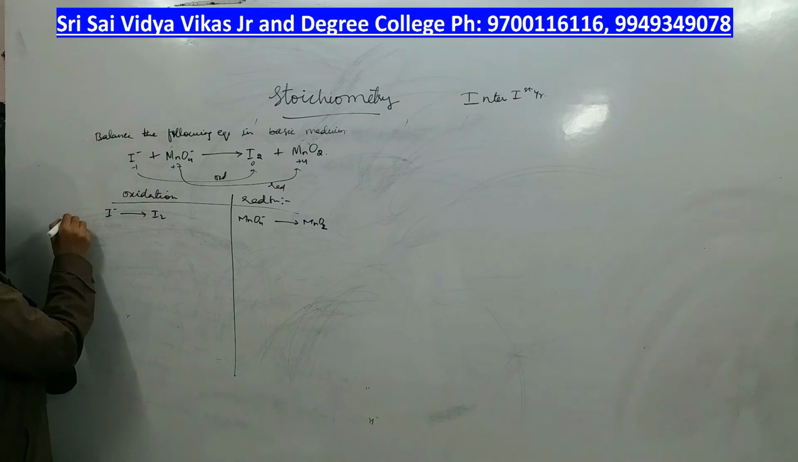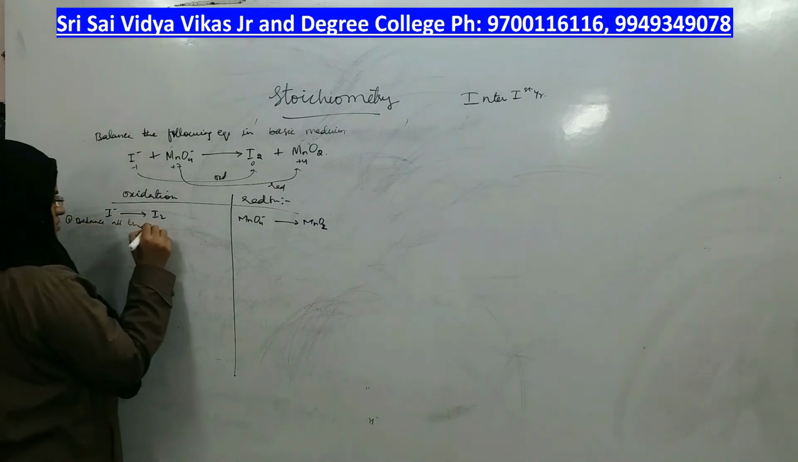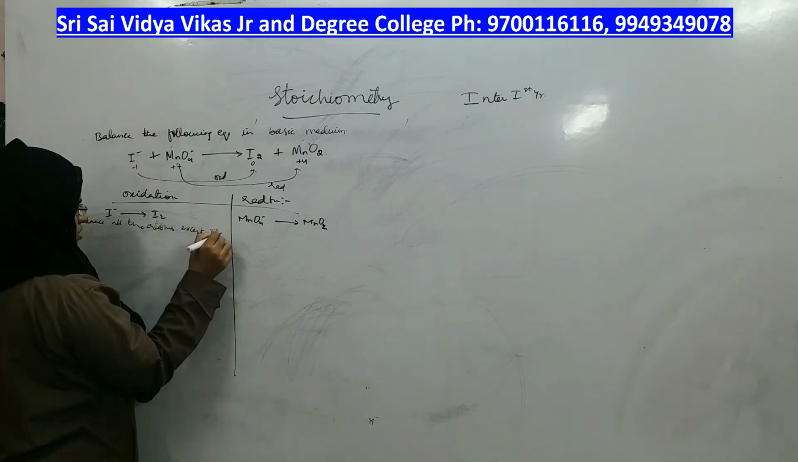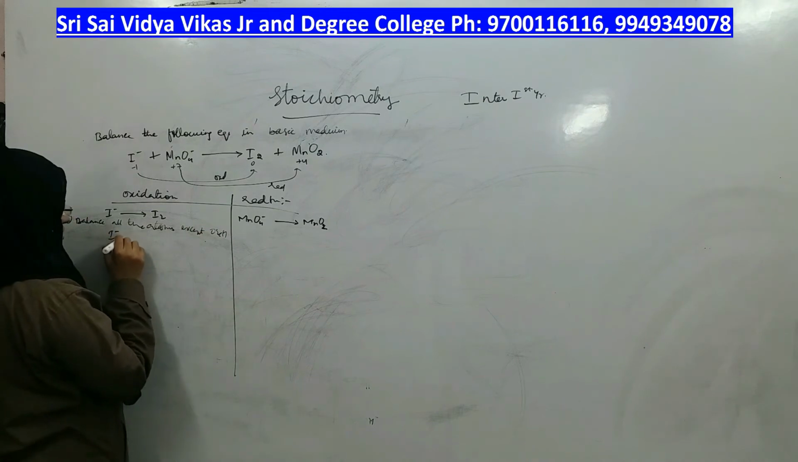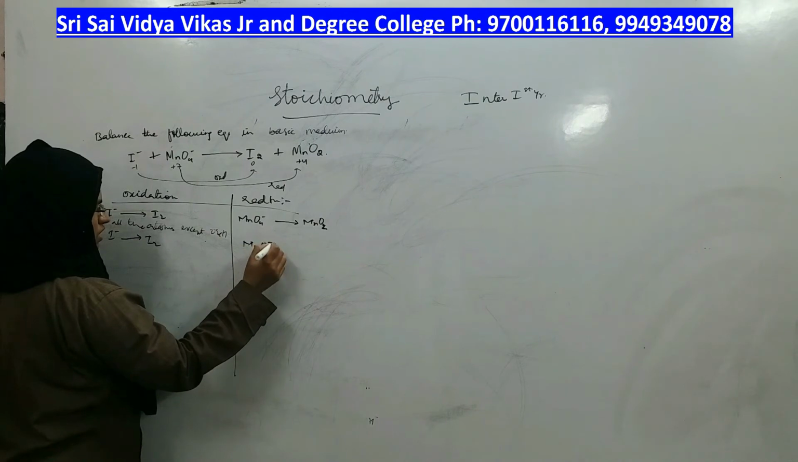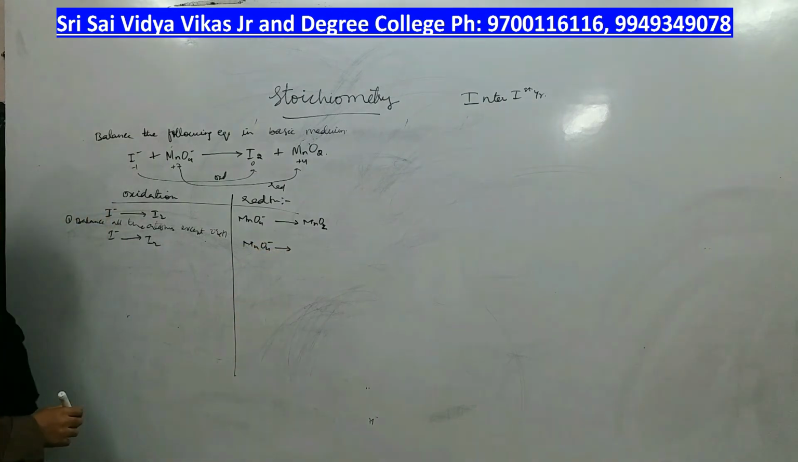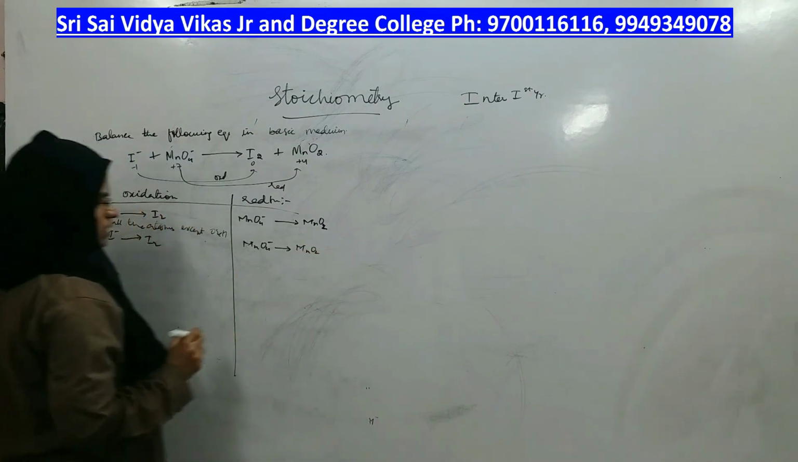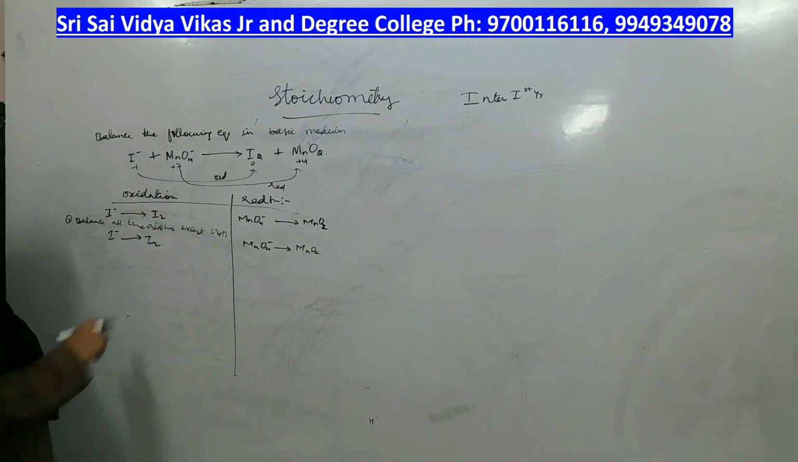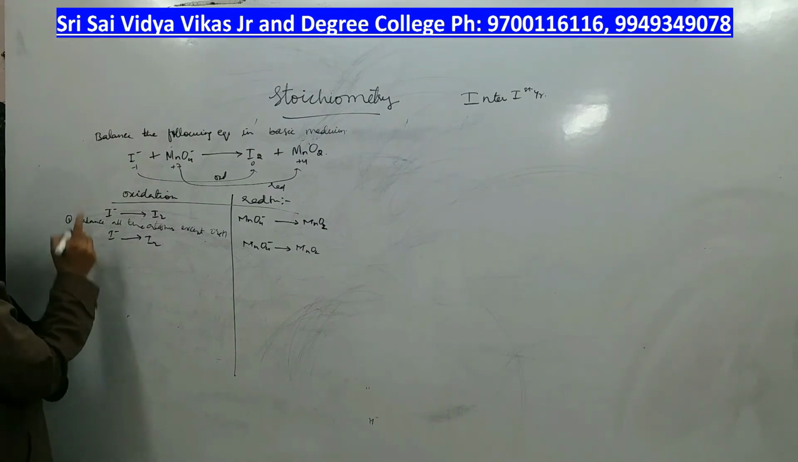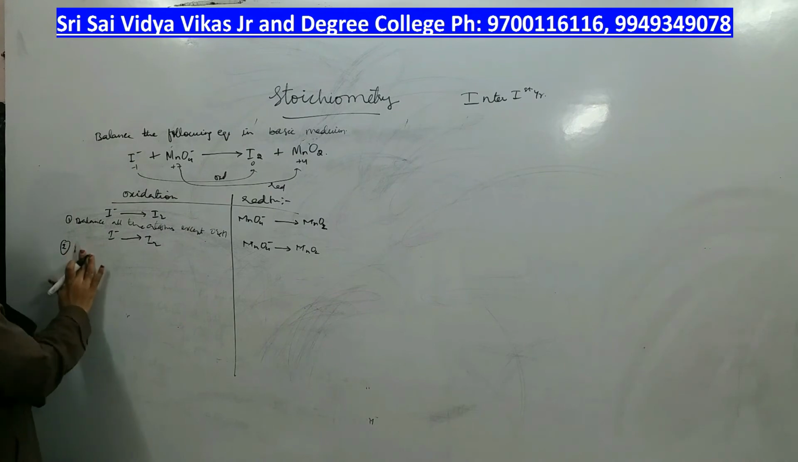Now what is the first step? Balance all the atoms except oxygen and hydrogen. Here they are already balanced. In some cases it will not be balanced, right? It is not necessary that no need to balance, that will not be the case always. So now what is the second step? Which medium is it? It is basic medium.